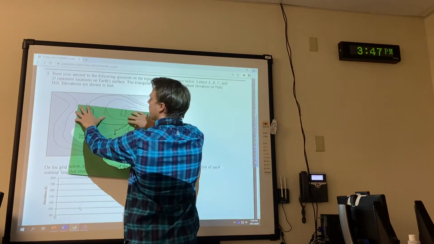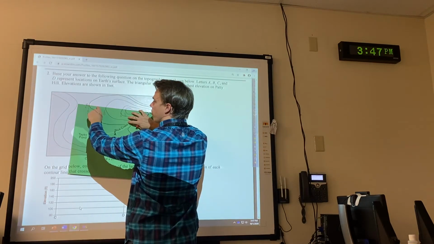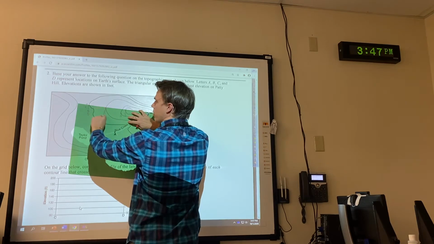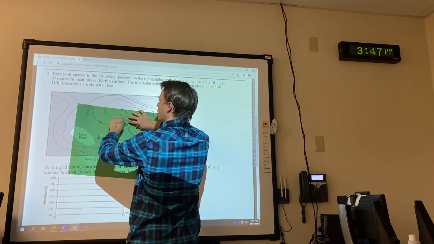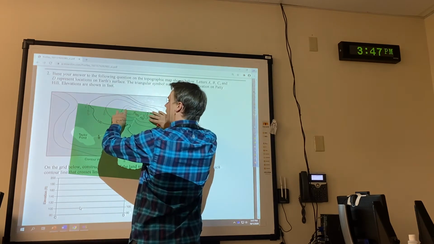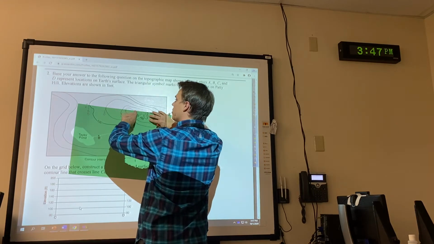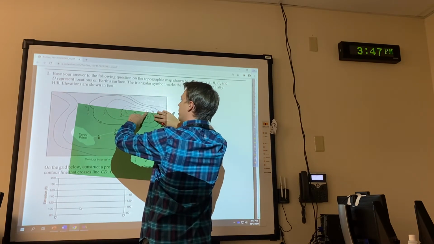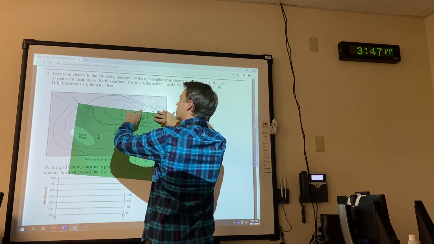So I see, here's C, and I go across. There's a line, I marked it, and I wrote the elevation. It doesn't cross it again until here, and it's the same line. So that means it's the same elevation.